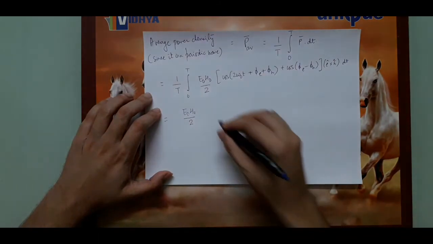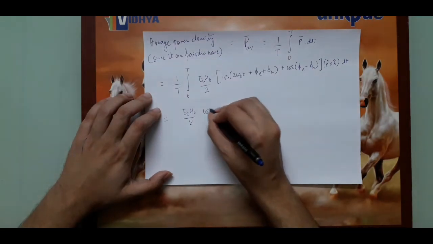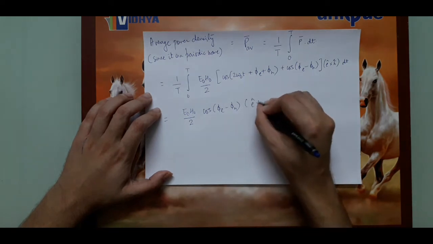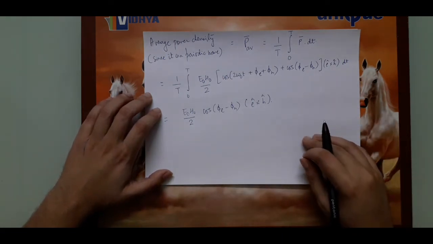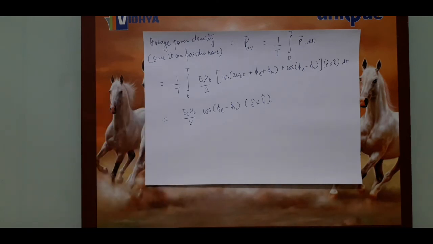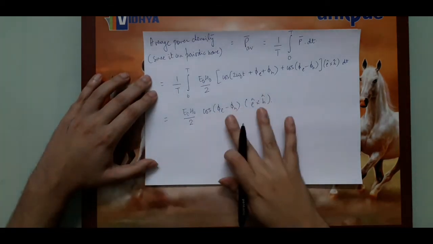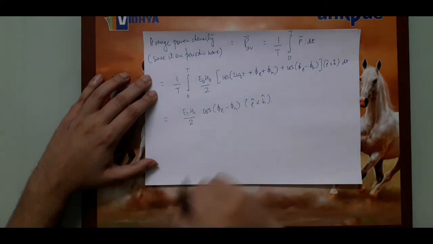So this disappears. What we only have is this cos of phi E minus phi H times the vector product E cross H. This is the average power density. So what we are seeing is that the average power density in general is independent of time. It is dependent only on the field magnitudes and the individual phases.